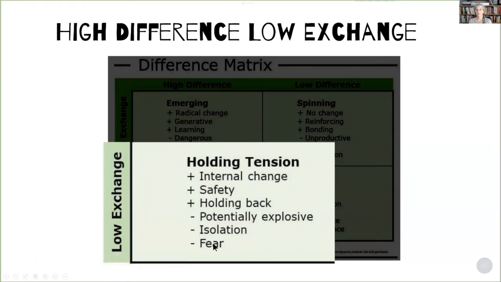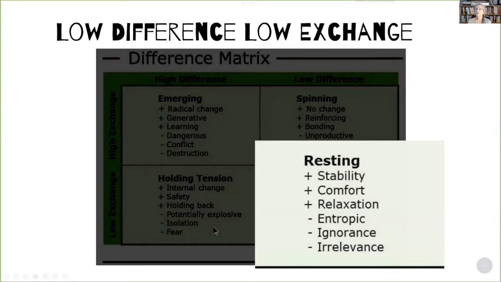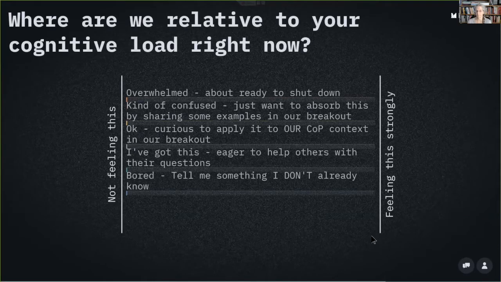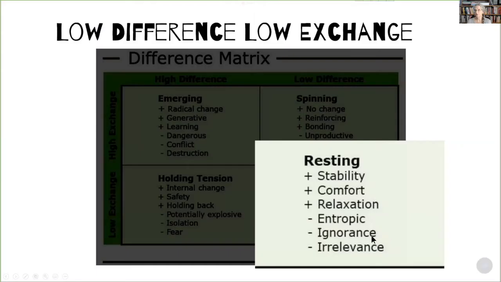It can be isolating and it can generate a lot of fear, which I think we all could see is what happened. And then low difference and low exchange, stability, comfort, relaxation, which is also entropic and can just allow and generate ignorance and irrelevance. So those are the difference matrix.